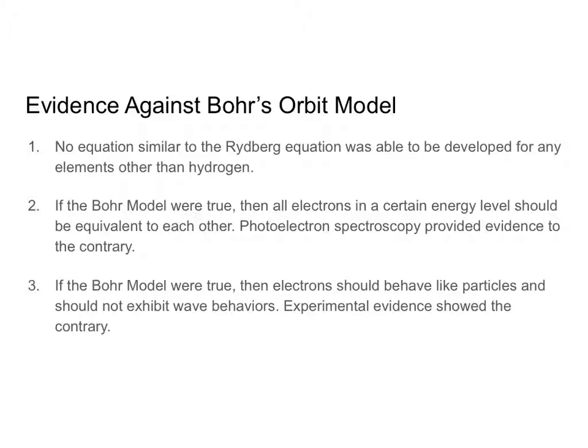So the first thing is that the Rydberg equation that we talked about in the last set of notes really only works for hydrogen. It doesn't work for other elements. It might work for hydrogen and helium and lithium, and it might work for their ions, but that's about it. So that's kind of a problem. And if the Bohr model were true, all the electrons in a certain energy level would be equivalent to each other, and we have evidence from the PES data from both the POGL and the material we talked about in class that this is not true.